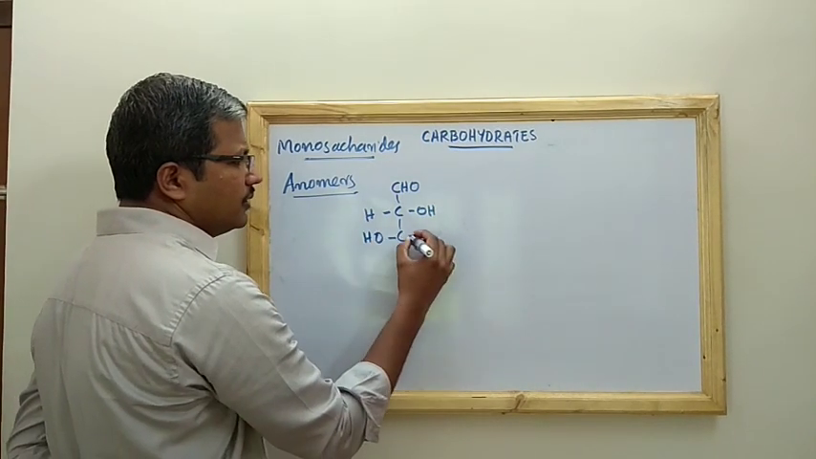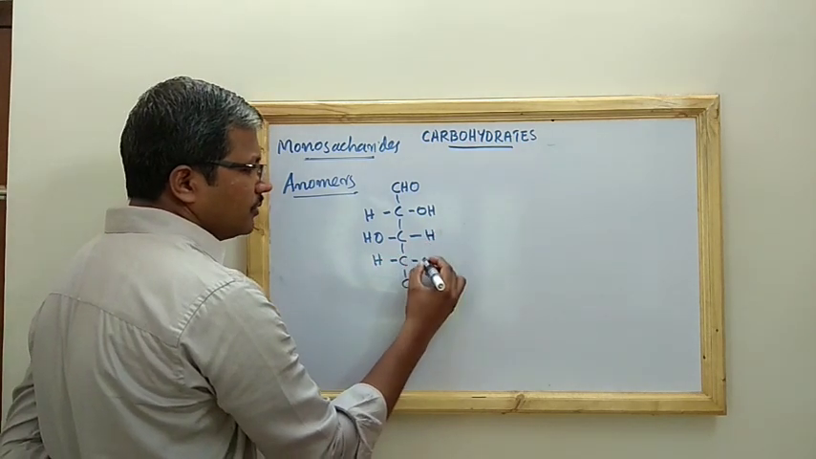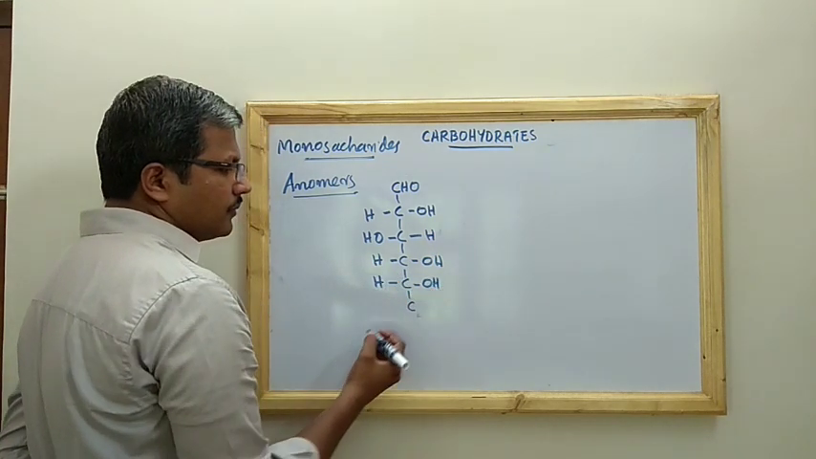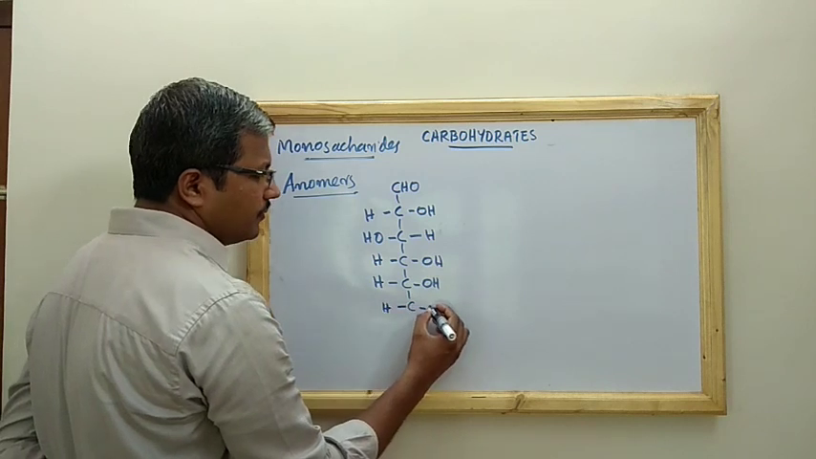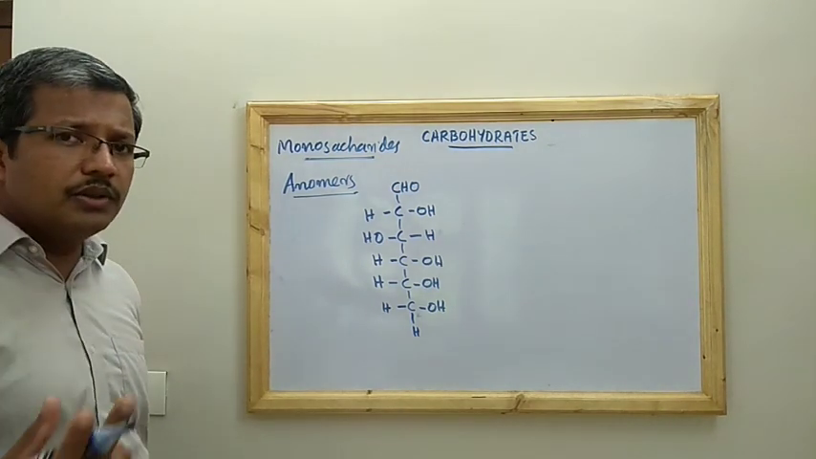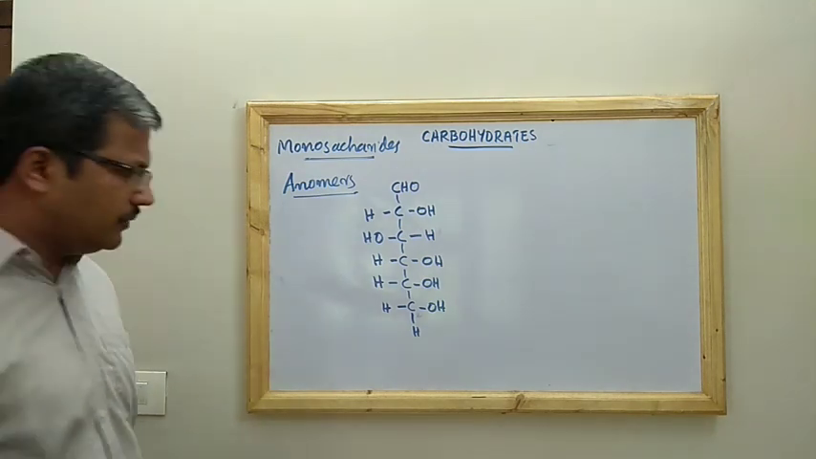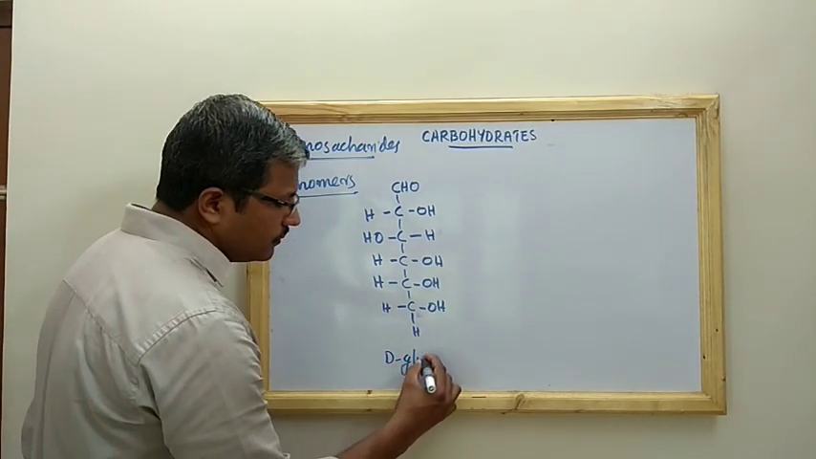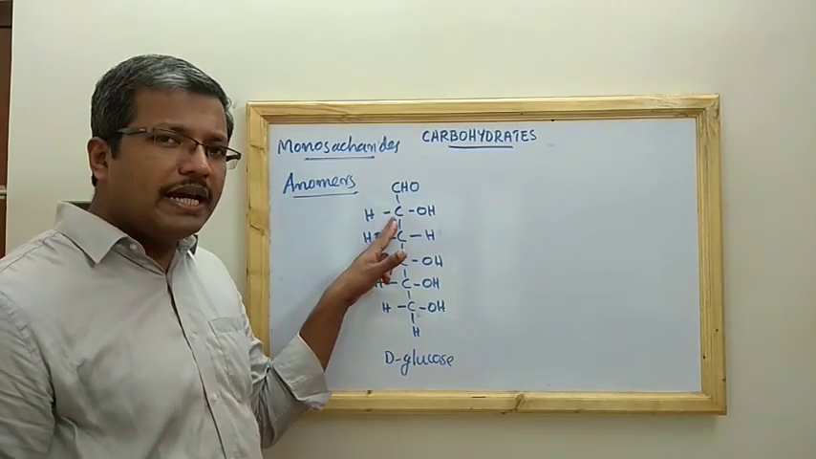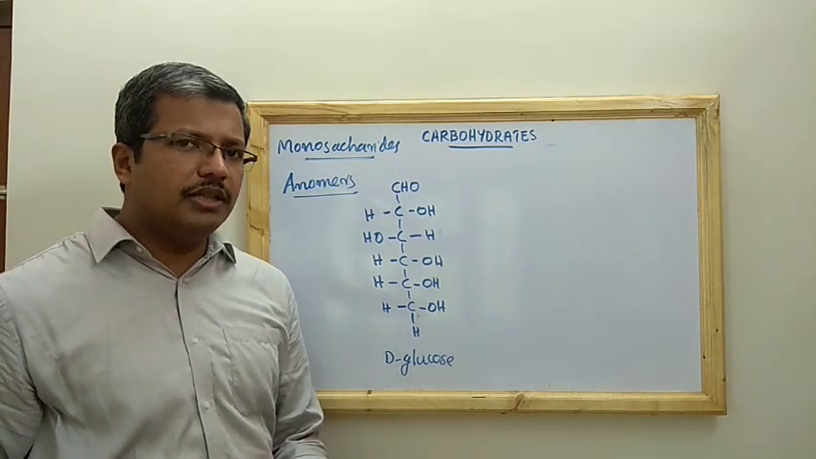In the case of glucose, the third carbon will have OH on the right side of the molecule. H, OH, H, OH, and then H, OH, H. Okay, so now you count the number of asymmetric or chiral carbons in this particular glucose. This is the D-glucose. What is meant by asymmetric carbon? The carbon whose 4 valencies are filled by 4 different atoms or molecules. That is what is meant by asymmetric carbon.